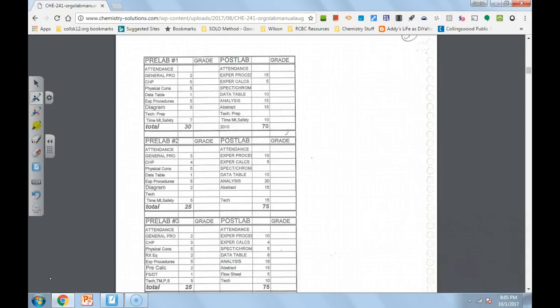Everybody, I wanted to spend a little bit of time talking to you about the analysis section of your lab notebook. In a post-lab, I will tell you that the analysis section is the thing that I look at the most in terms of making sure that you understand what's going on in the lab.